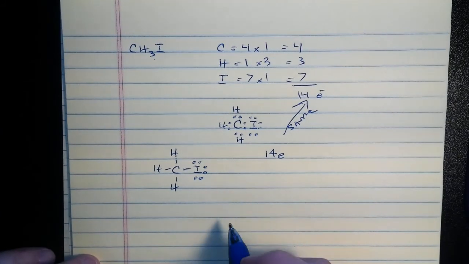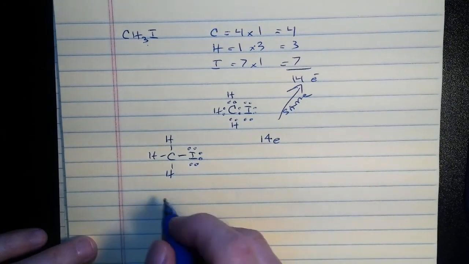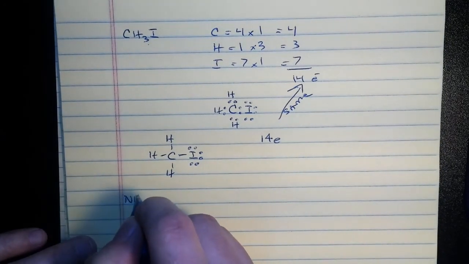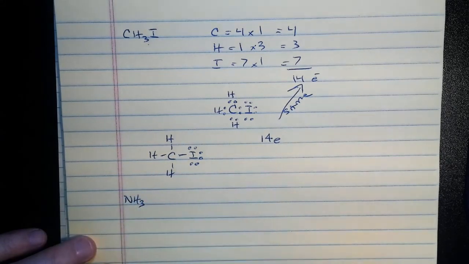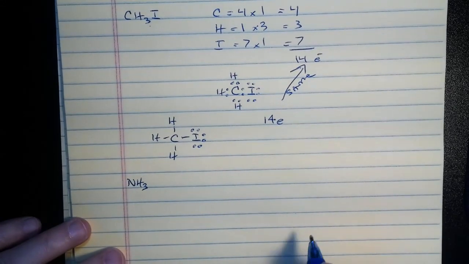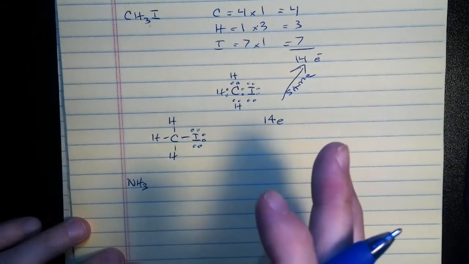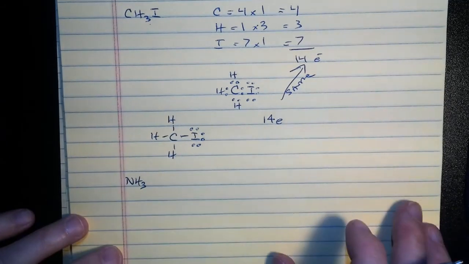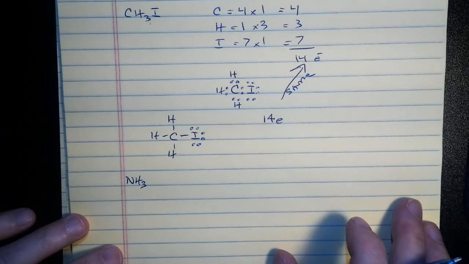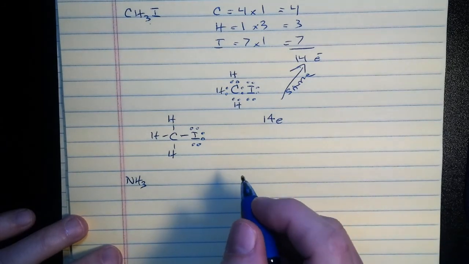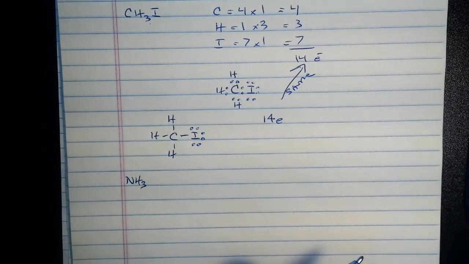Okay, let's do ammonia. Ammonia is NH3. Now I bet you guys can add up these electrons. You can pause this video and then add them up, see if you get the right number. So go ahead and pause.